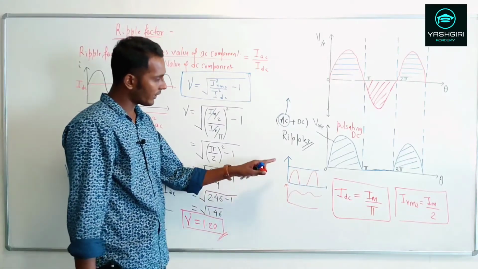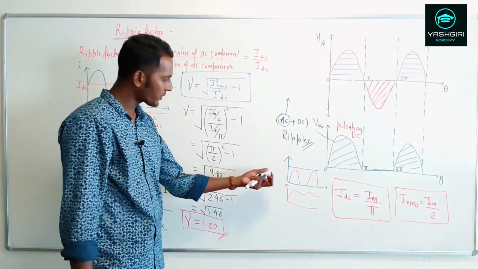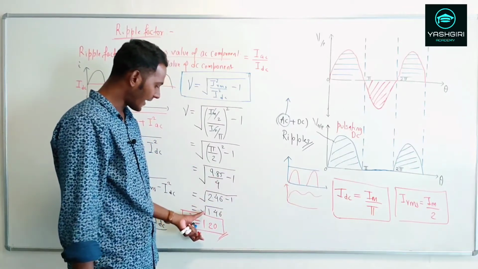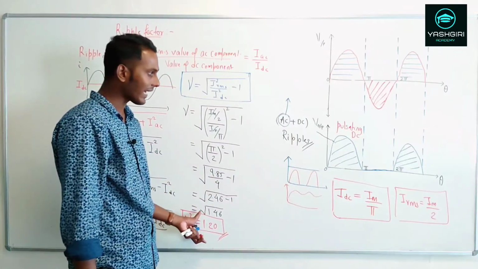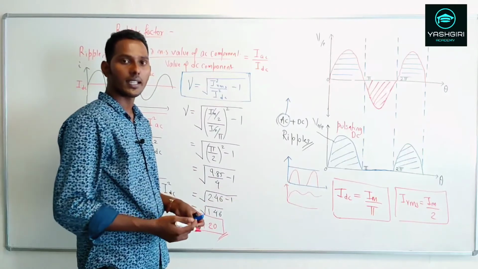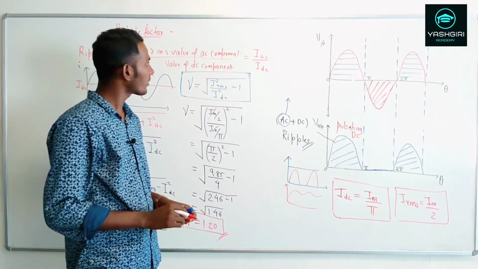So our job is to reduce this ripple factor, and we can reduce it with the help of some filter circuits like capacitor filter circuits. That's not the issue here.